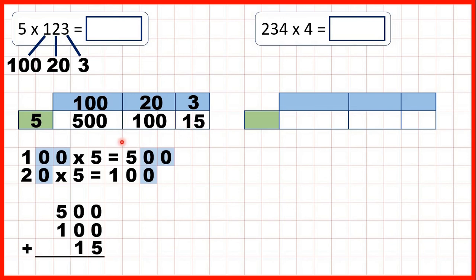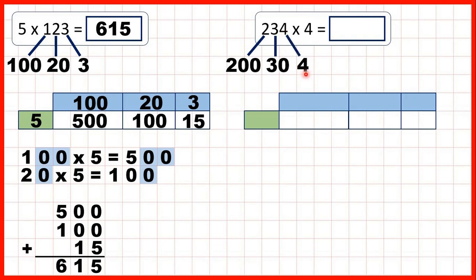Now all we need to do is add up our answers. 0 plus 0 plus 5 is 5, 0 plus 0 plus 1 is 1, and 5 plus 1 is 6. So our answer is 615. Now we have 234 times 4. So this 2 stands for 200, this 3 for 30, and this 4 for 4. So we can have the single digit number in our question on the left and our partitioned number on top.